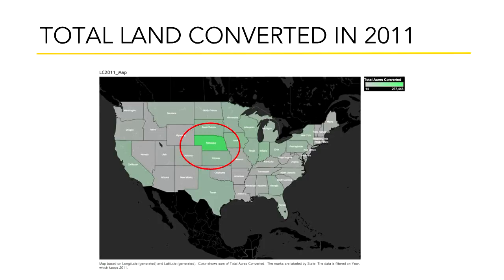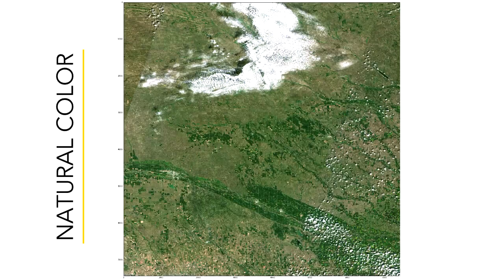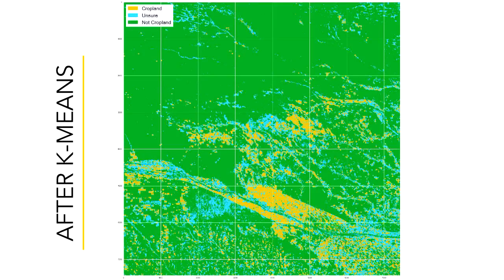So I did this for a piece of land in Nebraska, which I knew to be, as a state in the United States, it had the highest amount of land conversion in 2011, so it was a good place to start. And so I took this piece of land, I took a raster image of it. This is what it would look like in natural color. And then when I put it through my method, it would come out like this.